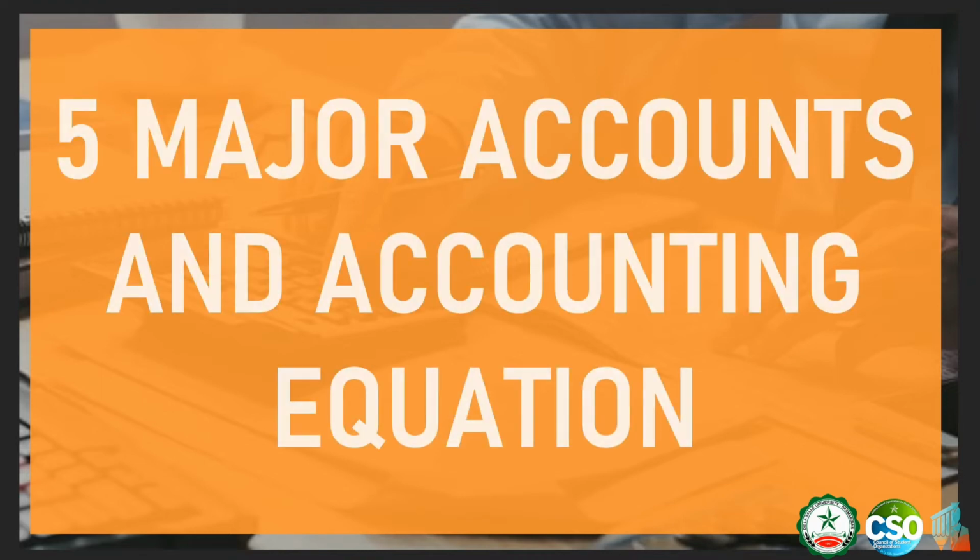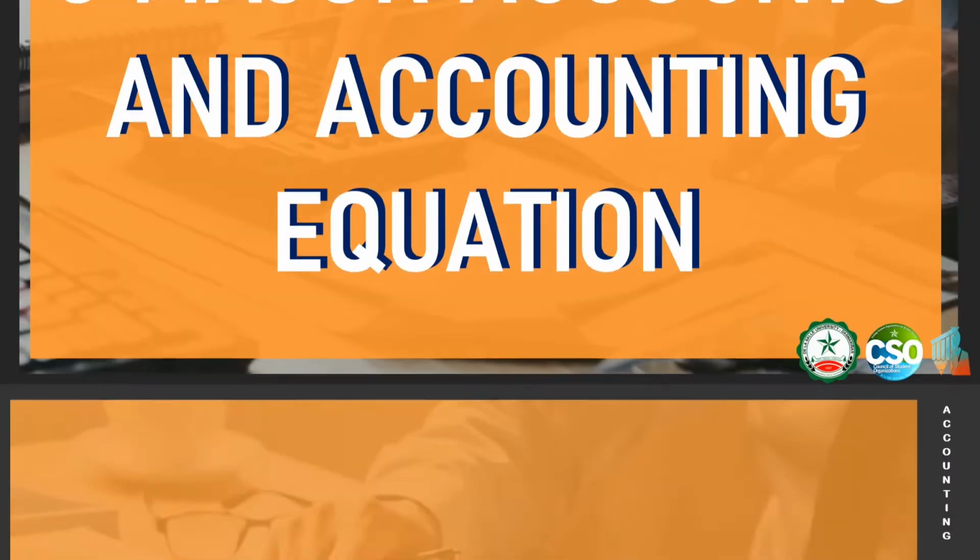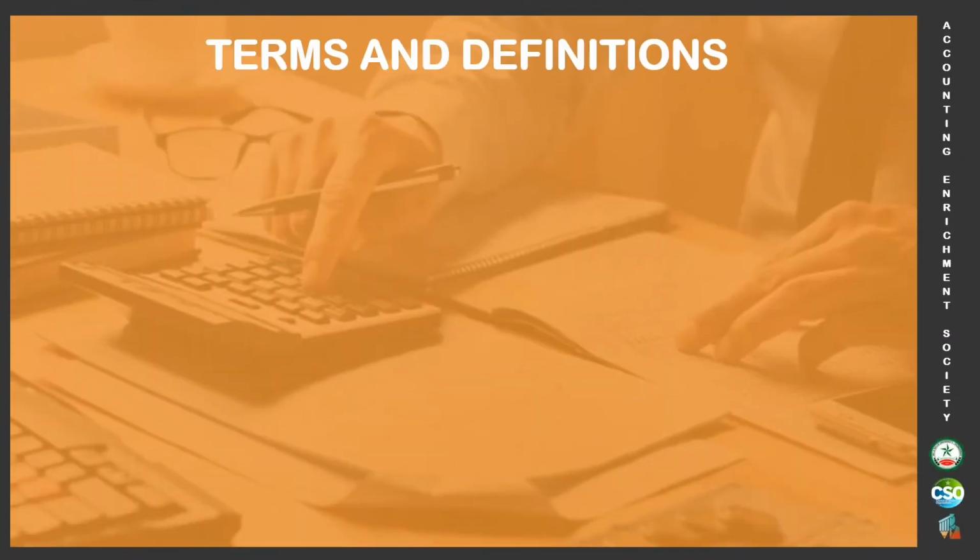Since nagkaroon na tayo ng overview sa previous topic, let's proceed to our topic for today's video, which is the 5 major accounts in the accounting equation. Para sa mga nagsistart pa lang, pasadahan muna natin saglit yung mga terms. For the first part, we have assets, current assets, non-current assets, contra assets, liabilities, current liabilities, and non-current liabilities.